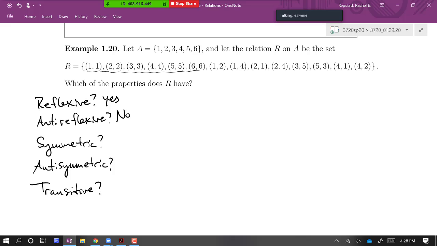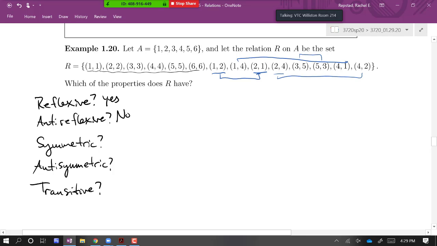Mirror images of every element. And so what do we think? Yes, so we could do an exhaustive check without too much time because the set's not too big. Here's 1, 2, and 2, 1. Here's 1, 4, and 4, 1. Here's 2, 4, and 4, 2. Here's 3, 5, and 5, 3. And then the first 6 are symmetric of themselves, right? Because they're just the doubles. So symmetric gets a yes.